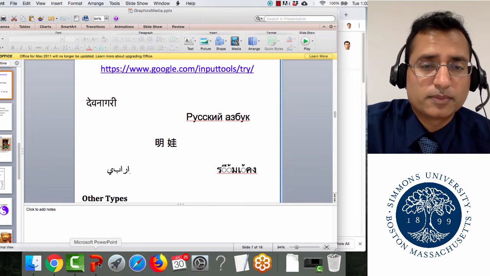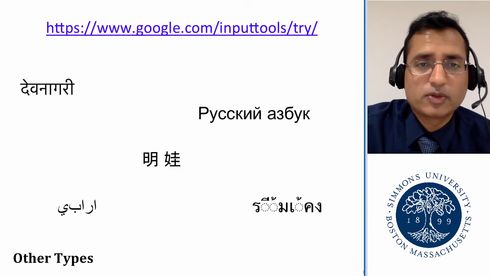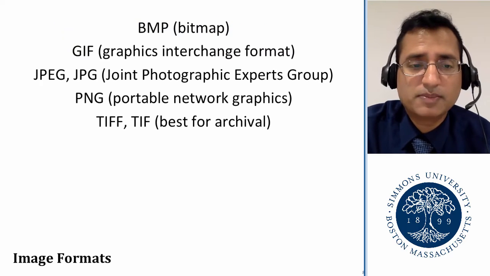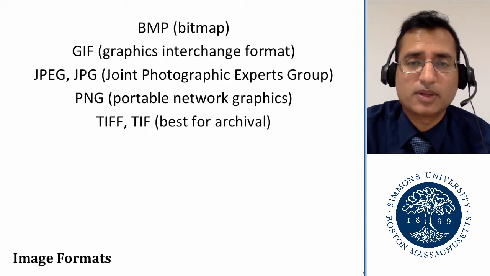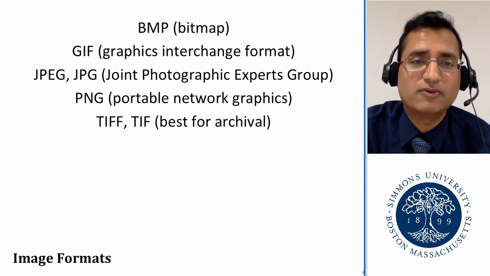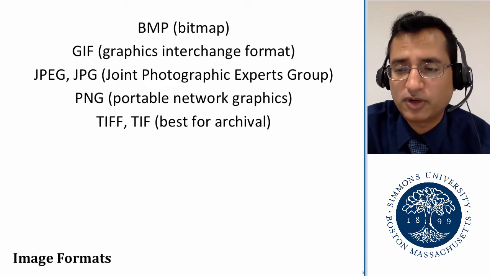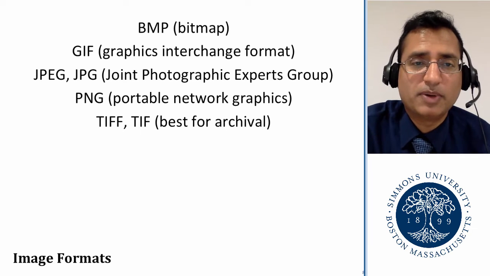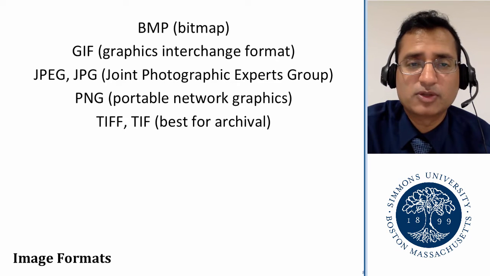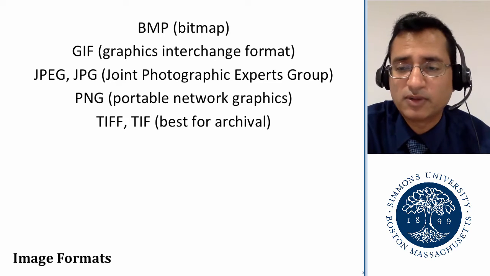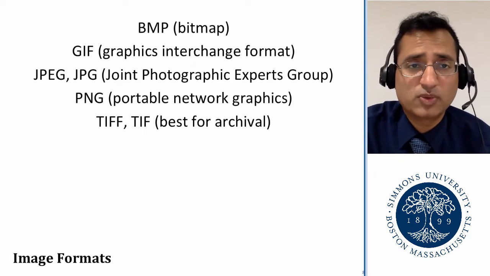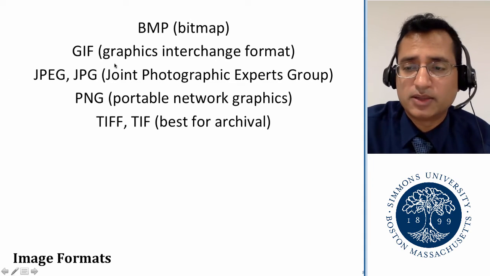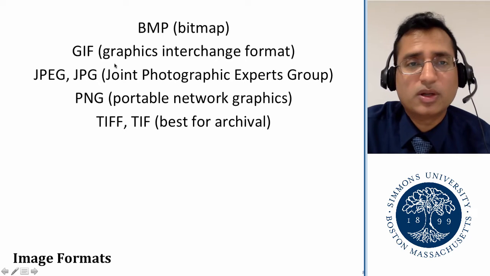So these are some of the other types, and then there are image formats called BMP or bitmap, and then you have GIF, which is the graphics interchange format, and you have JPEG, which is the Joint Photographic Experts Group, PNG, Portable Network Graphics, and TIFF, which is best for archival. Now, GIF is the most widely supported graphics format on the web.